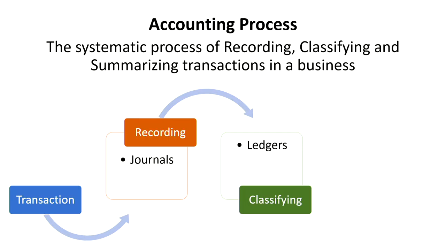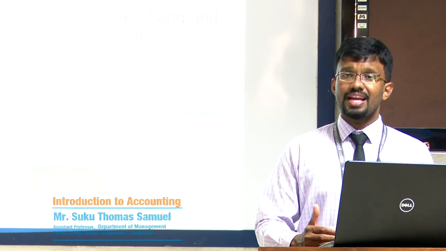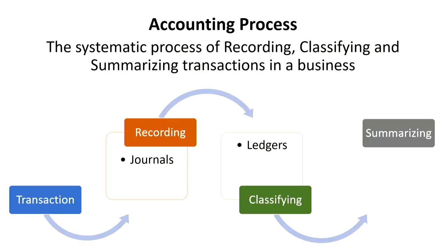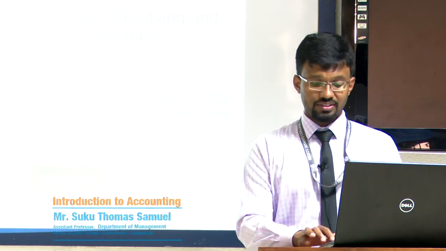Following this, you have to determine what is the outcome of the transactions that are carried out by the business. Throughout the financial year, the business would be carrying out n number of transactions. But what is the net outcome? Is the business making profit or is the business running on loss? To understand this, we have to summarize transactions in a business. Transactions are summarized by preparing what are called final accounts. So final accounts will help us to understand, is the business making profit or is the business making loss?